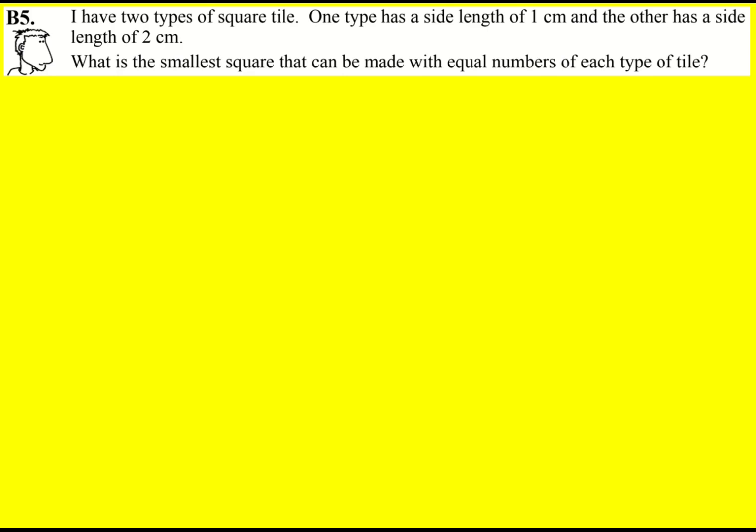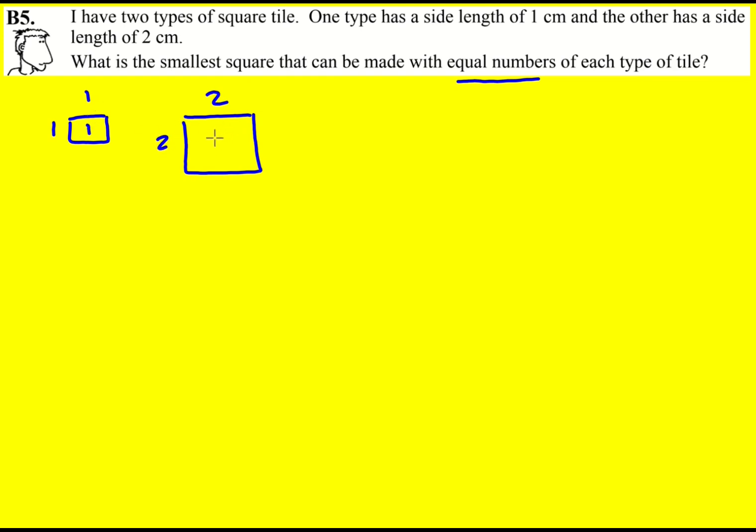We're using squares of side length 1 or 2 and an equal number of each to try and put them together to make another square. And we want to find the smallest square where it would work. So I've got my 1 by 1 square and I want the same number of 2 by 2 squares.